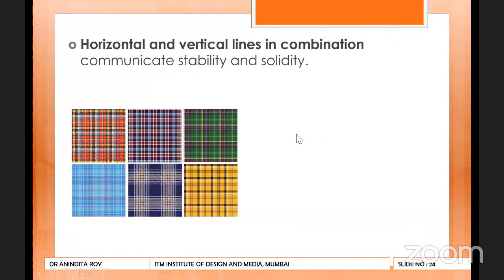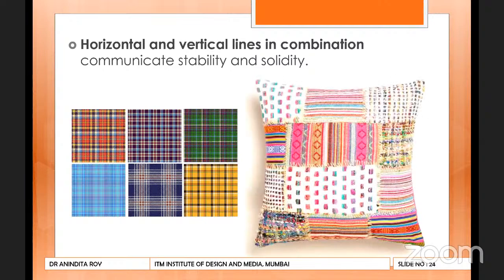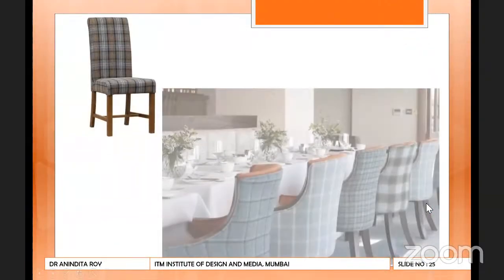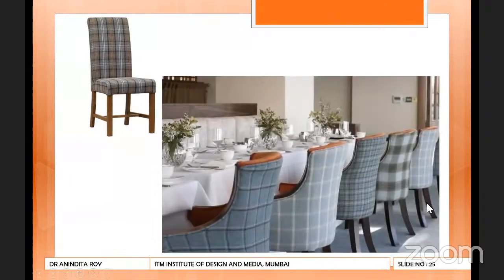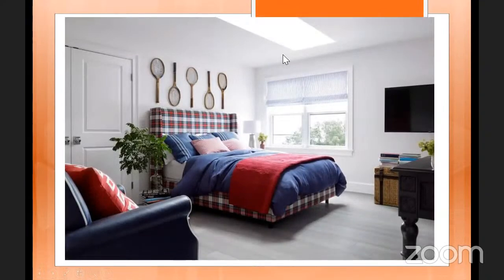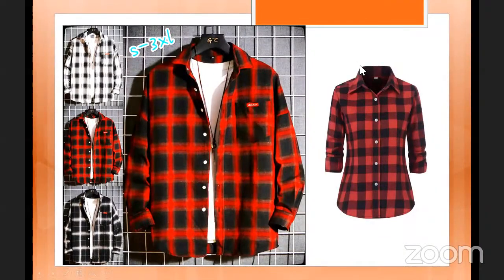Then vertical lines and horizontal lines, when put together, they communicate stability and solidity. So you will see lots of checks are used in formal places. You can use them like this also to create your designs. And I have put some more examples of checks. Generally, people do not think of checks in furniture, but see how beautifully the checks have been used in furniture. Normally, when we think of checks, we think of check shirts. But why not check beds? Why not check chairs? Of course, shirts are definitely there.